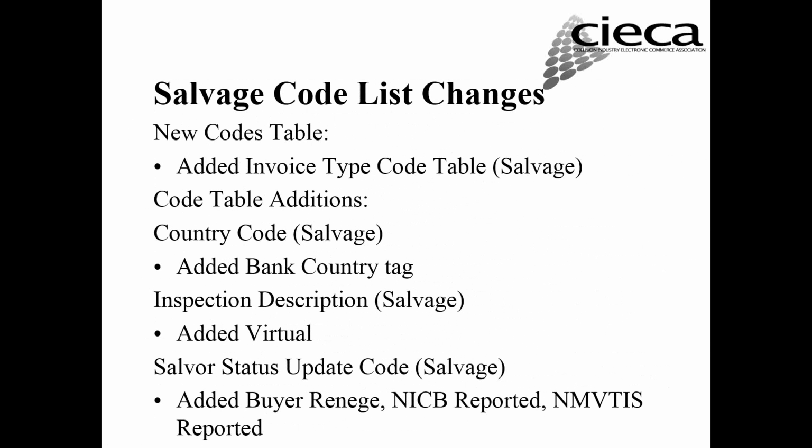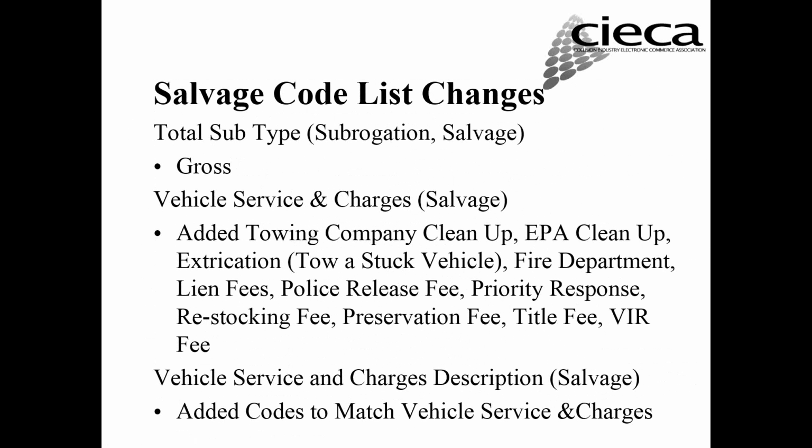The salvage code list changes were adding an invoice type code table, and code table additions had country code in them, and that was for the bank country code tag. Inspection description, we have a virtual inspection type now, and the salvor status update codes added a buyer renege, NICB reported, and NVIDIS reported. Salvage made these changes to the code list for a total subtype.